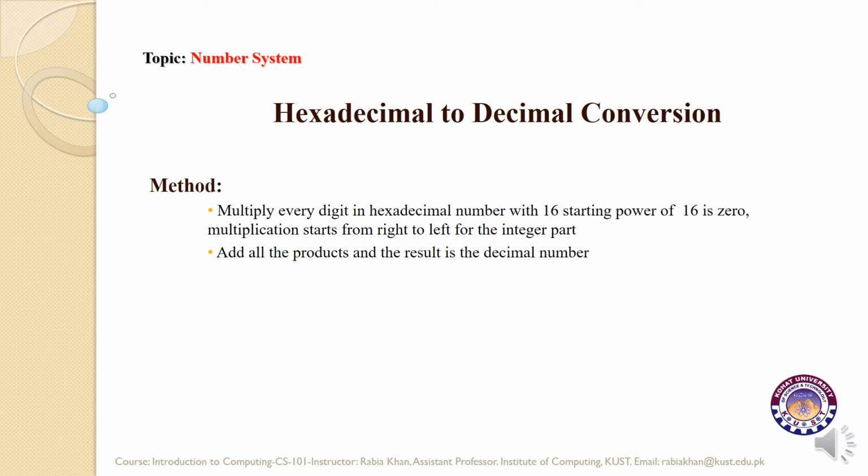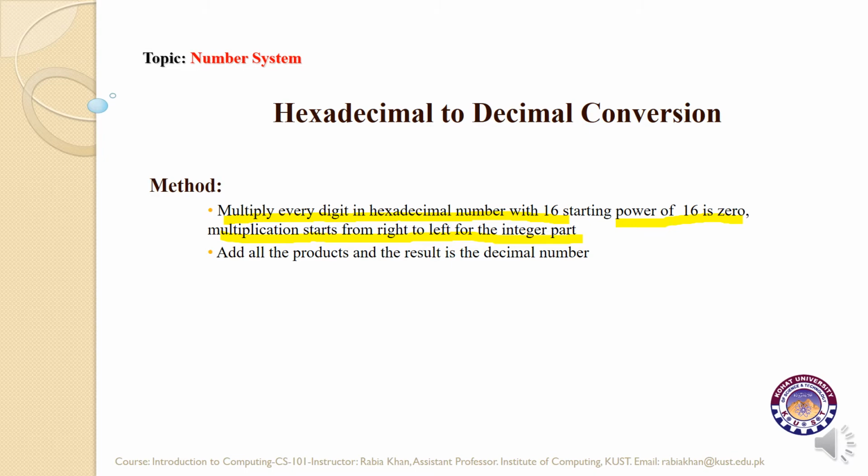Now let's see what is the method that can lead us from a hexadecimal to a decimal number. Method is written here. We need to multiply every digit in the given hexadecimal number with 16, while the power of 16 must start from 0, and the multiplication process moves from right to left if the given hexadecimal number is an integer part.